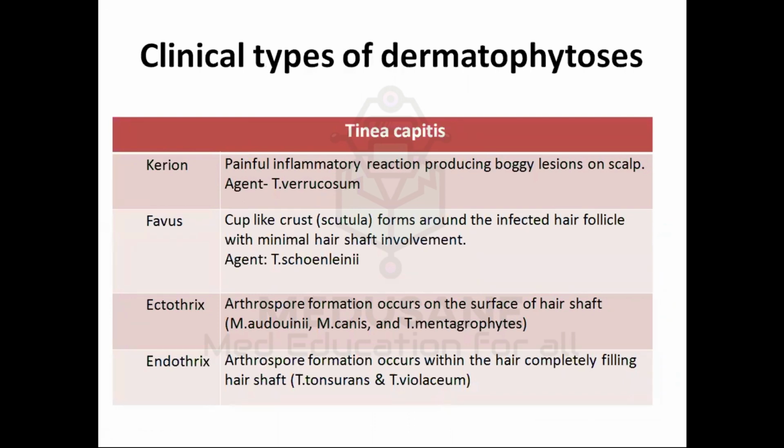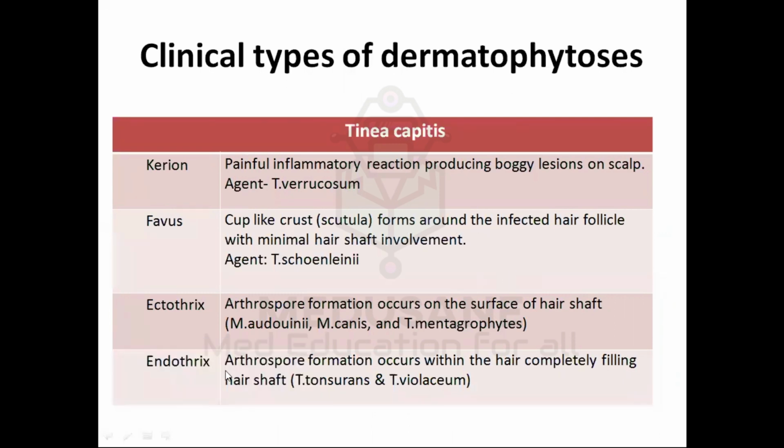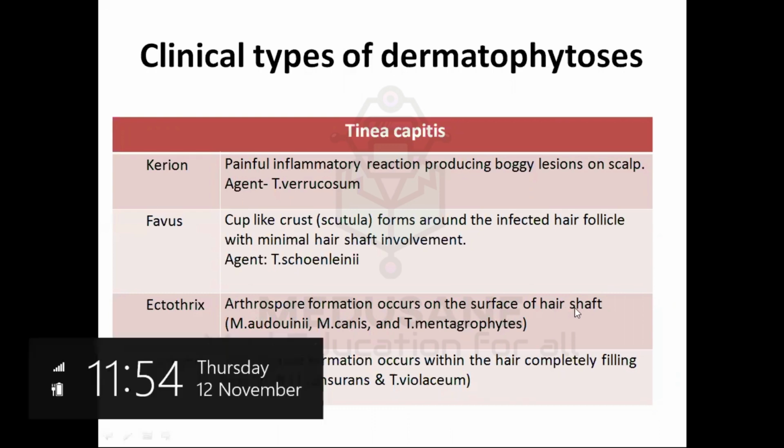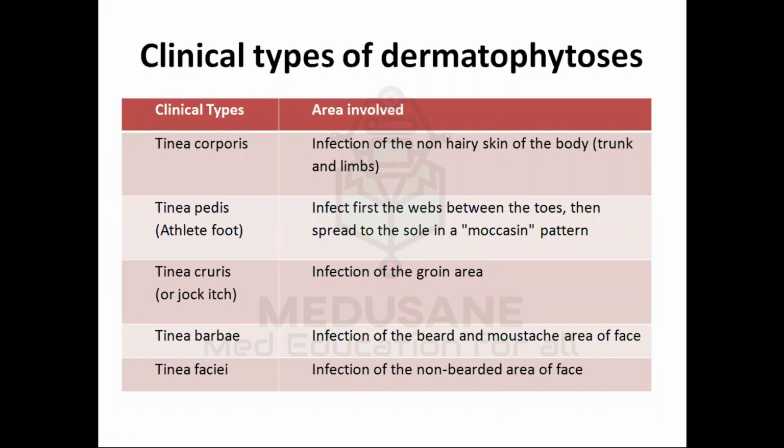Clinical types of dermatophytosis: we call it tinea capitis. Tinea capitis has the following types: kerion, favus, ectothrix, and endothrix. Kerion is a boggy lesion caused by T. verrucosum, and favus is crust-like, caused by T. schoenleinii. Ectothrix is arthrospore formation on the surface of the hair shaft, caused by M. audouinii, M. canis and T. mentagrophytes. Endothrix is arthrospore formation within the hair, completely filling the hair shaft, caused by T. tonsurans and T. violaceum. Then tinea corporis infects the non-hairy skin of the body, trunk, and limbs.